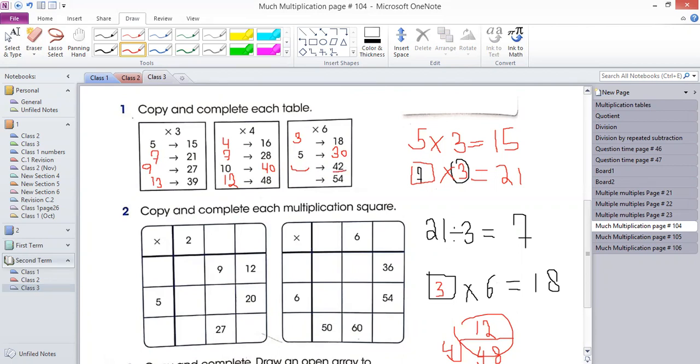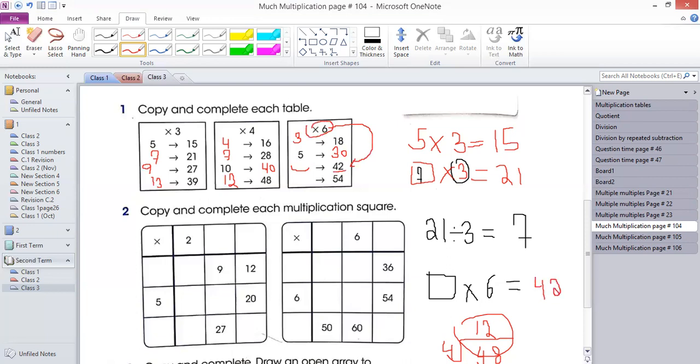This is 42. A number multiplied by 6 is 42. You have to find out the number and write it here. A number multiplied by 6 is equal to 42. Check the table of 6. Which number multiplied by 6 is equal to 42?